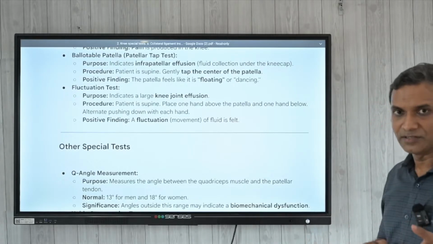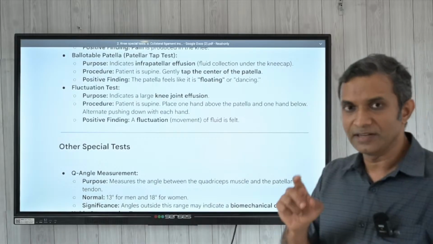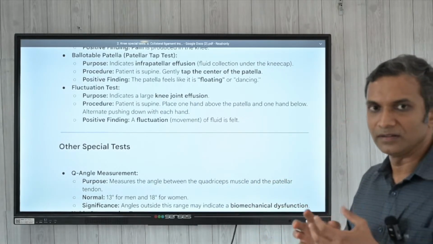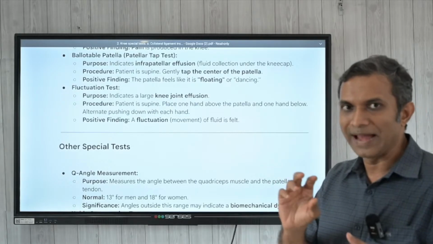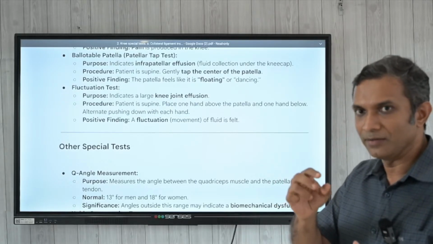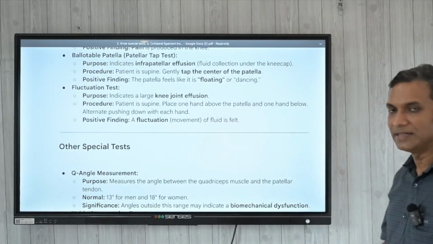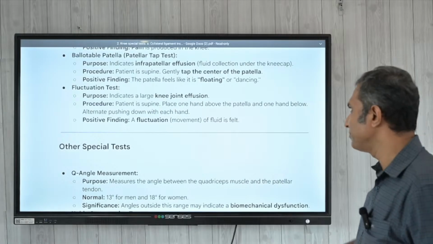Here the patient is in supine. The therapist generally taps the center of the patella. As we know, if it's a fluid-filled area, the patella would be dancing, like a floating patella, where the patella won't be firm, it would be soggy. So the positive finding is a floating or dancing patella.